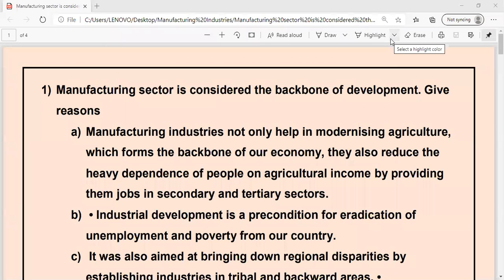Today, we are going to learn a few questions and answers under part 1 of the chapter Manufacturing Industries.